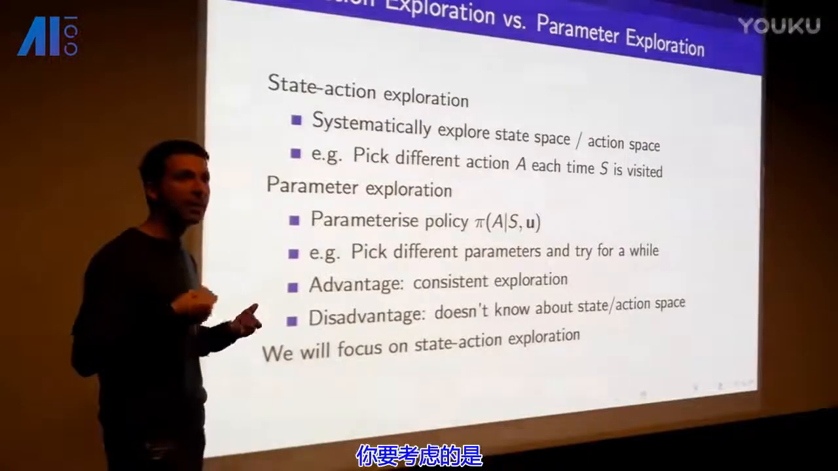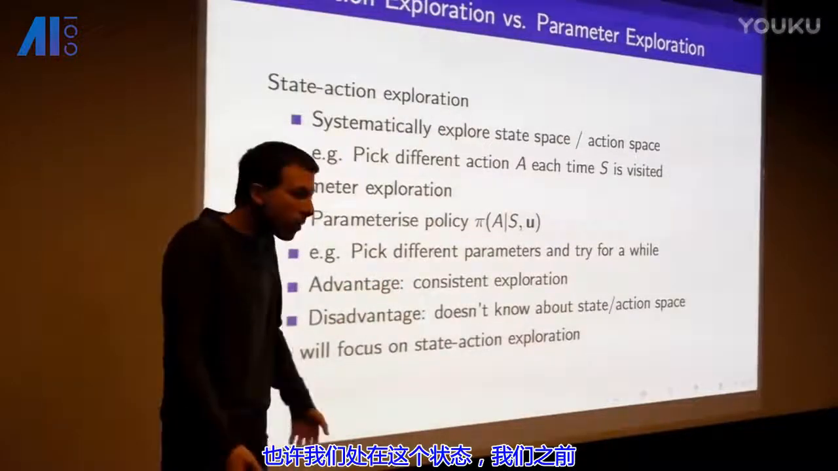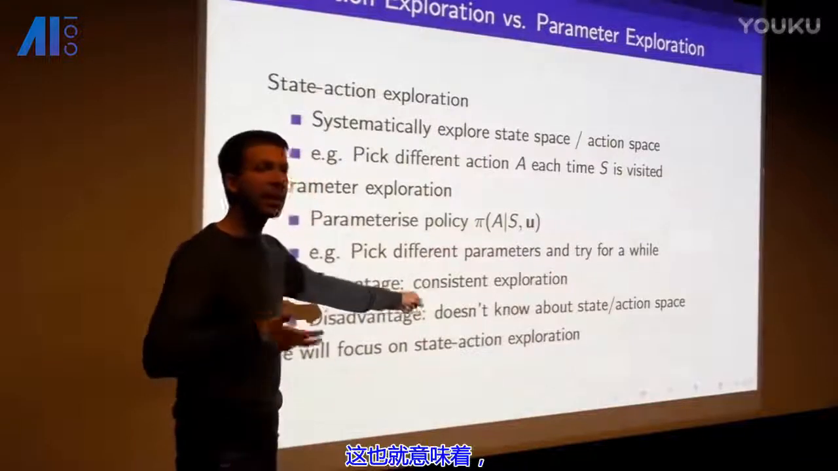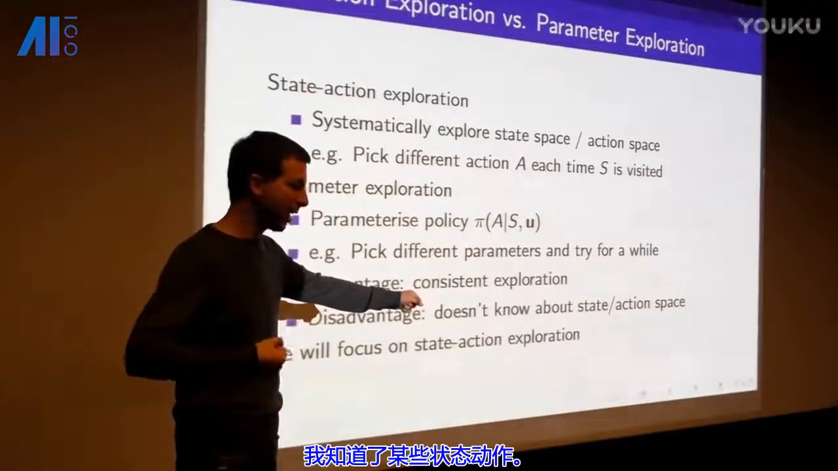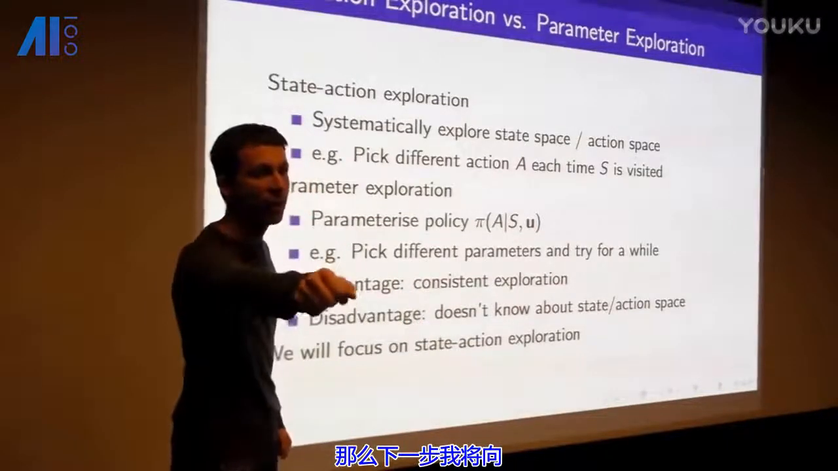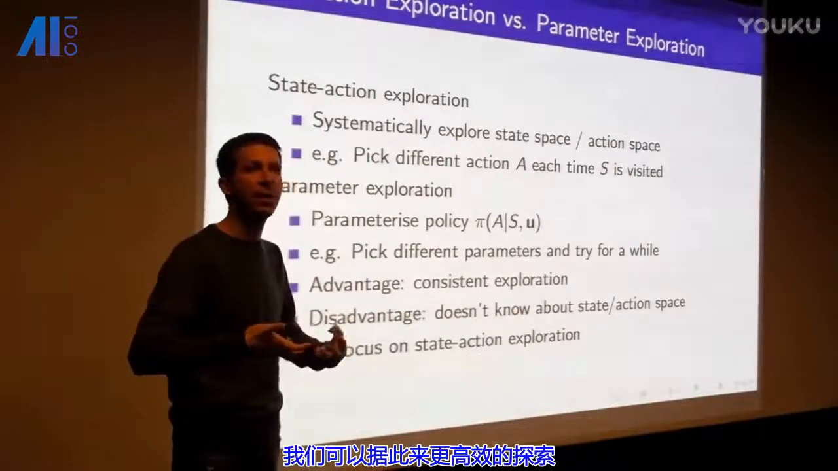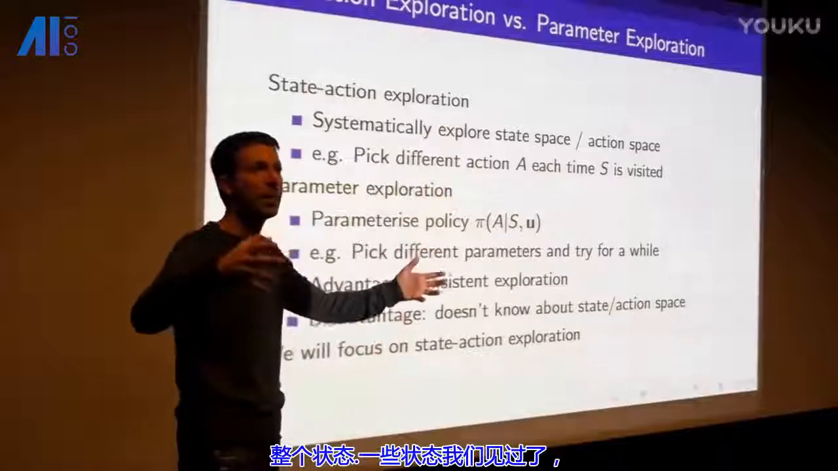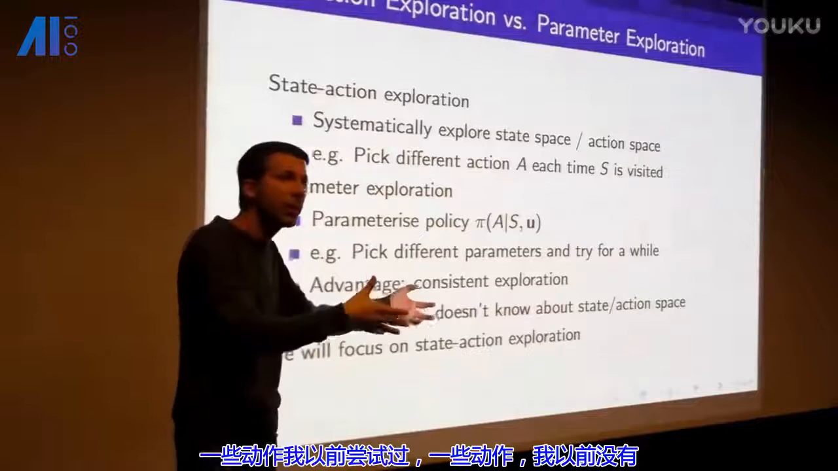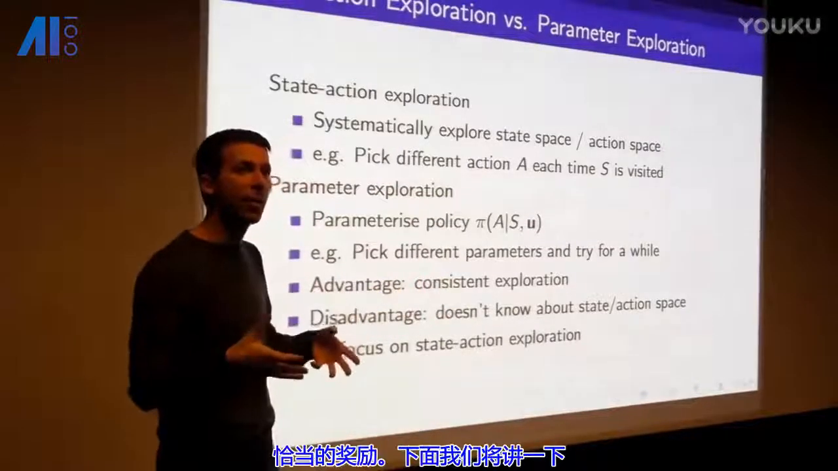This means that if you're in a state and you want to consider, should I go left or should I go right from this state? Maybe I've been in this state and I've taken the left action before. So if I'm doing state action space exploration, I know something about the state actions I've considered. If I come back to this state, I might try going to the right the next time around. That's using knowledge about the state action space to help explore the whole state space more effectively. There are parts of the state space I've seen, parts I haven't seen. There are actions I've tried, actions I haven't tried. We use that knowledge to help us explore systematically and figure out the right rewards.